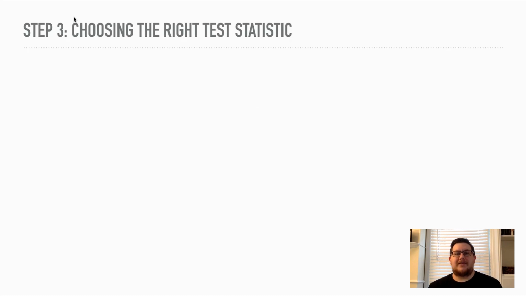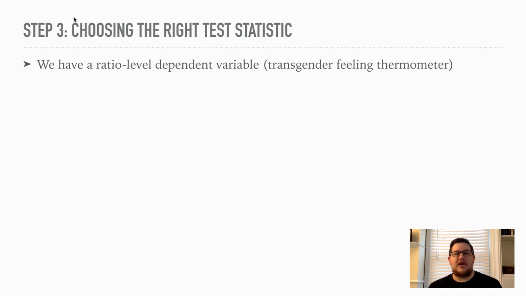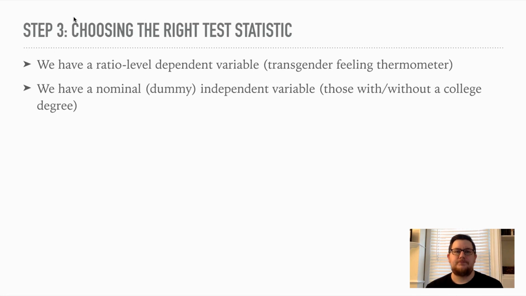So, choosing the right test statistic. Let's walk through what we've looked at before. We have a ratio level dependent variable, trans feeling thermometer, and we know it's ratio because 0 means absence of warmth here, right? You can't go negative, you can't go above 100. 0 actually means total absence of warmth towards that group. It's like absolute 0. Okay. We have a nominal independent variable. It's really a dummy variable, right? Those with and without a college degree, so a 0 or 1.